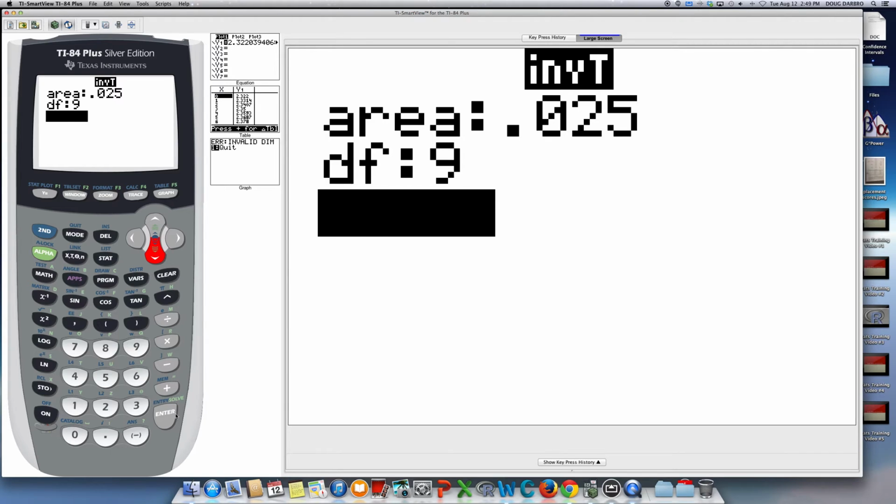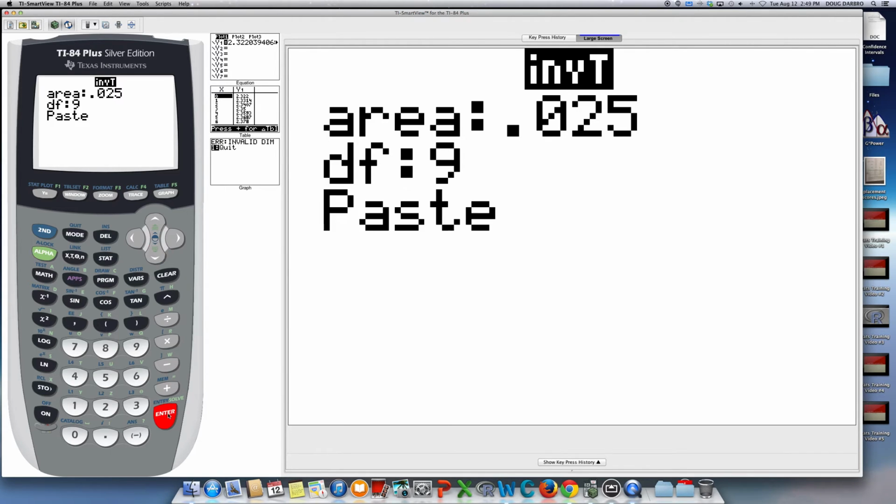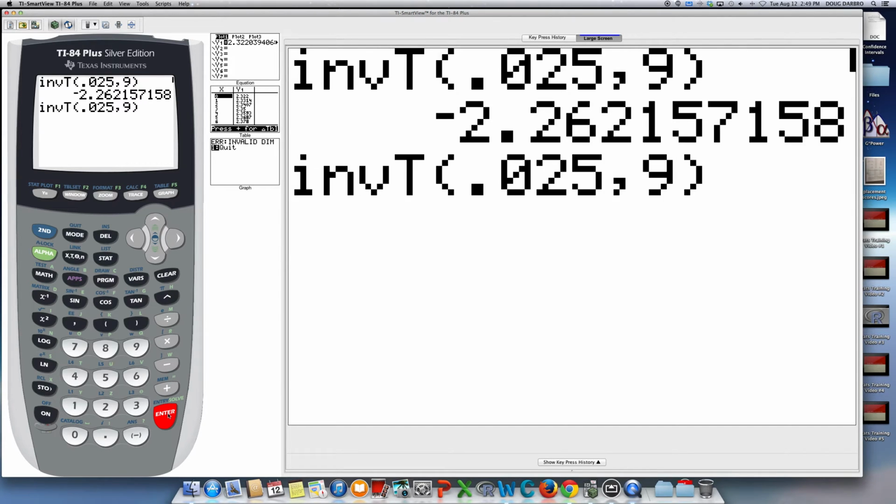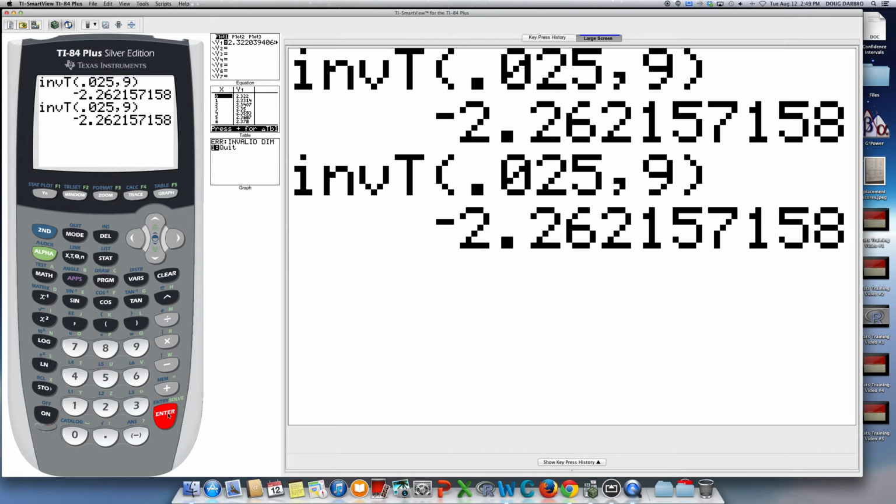And paste that, hit enter. So we have negative 2.26 is the left bound, and you should know by now that positive 2.26 is going to be the right bound.